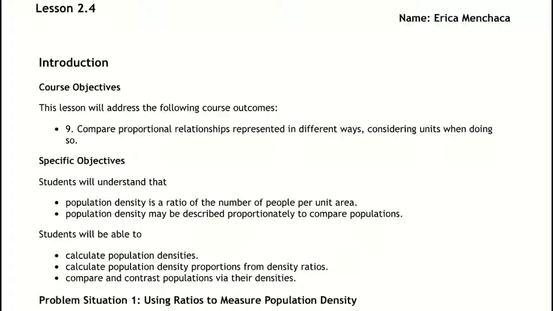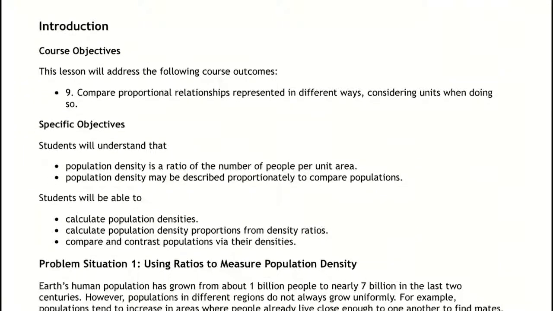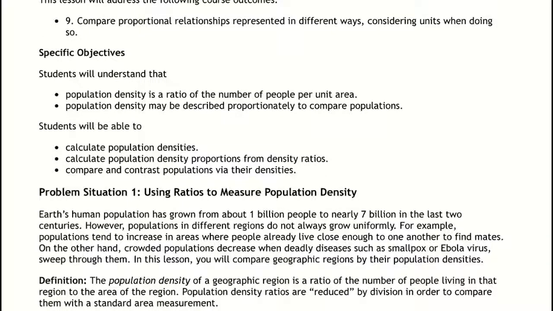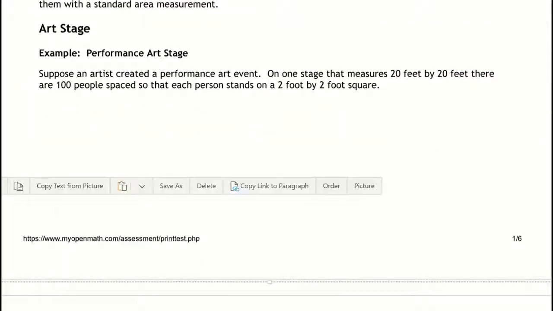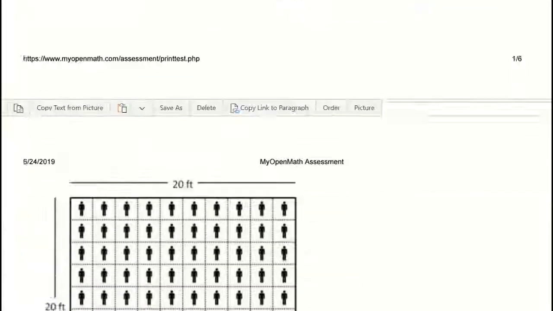Welcome to Lesson 2.4. In this lesson, we're going to look at different relationships, specifically population density. So we're going to compare the number of people in the space or the area that they're in. We're going to look at a few examples. The first one is going to be a stage.